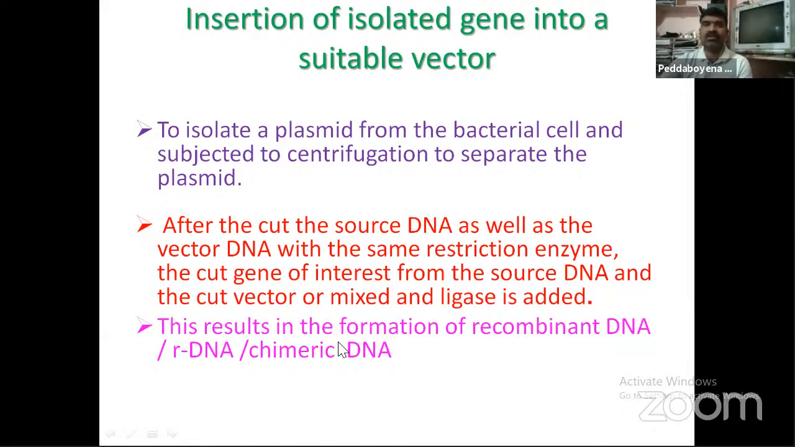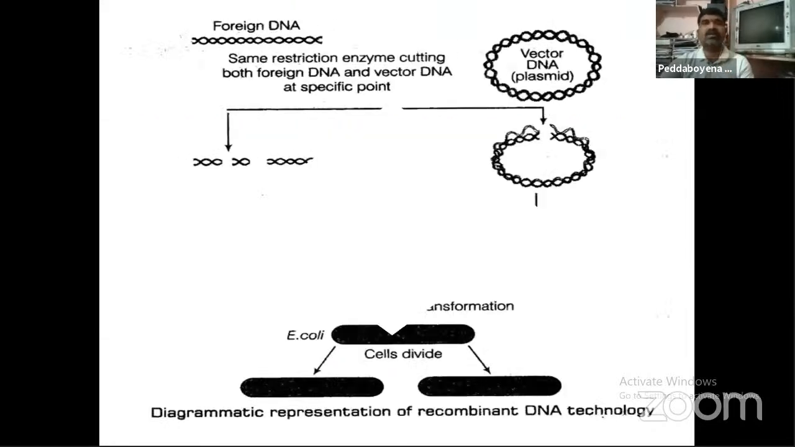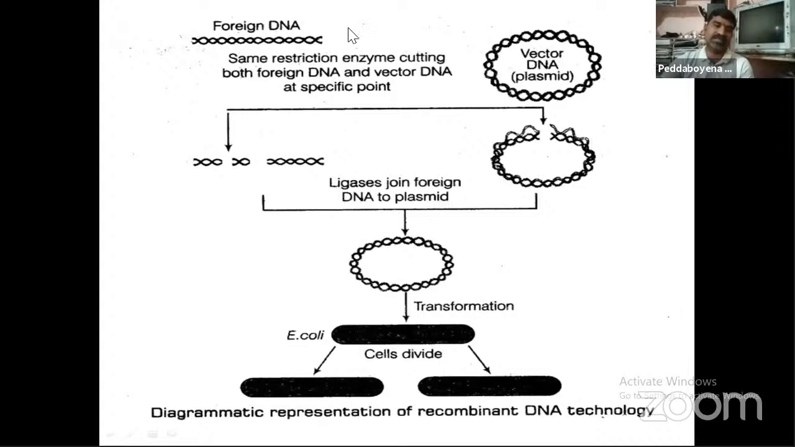It is also known as cDNA. So different names are there: recombinant DNA, chimeric DNA, cDNA, all are the same. So next, here you are observing this diagram, which is very, very important.